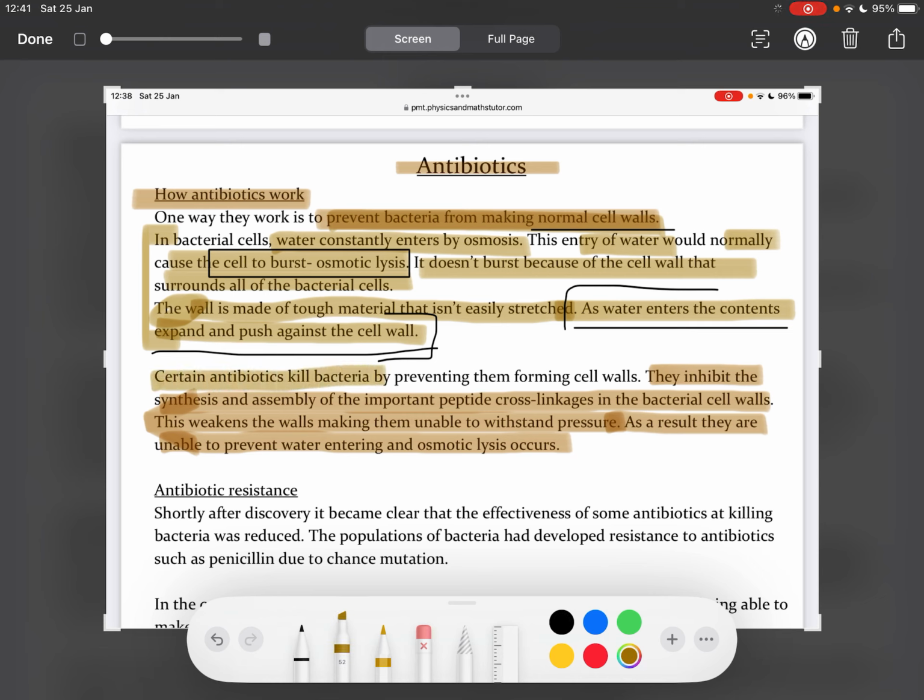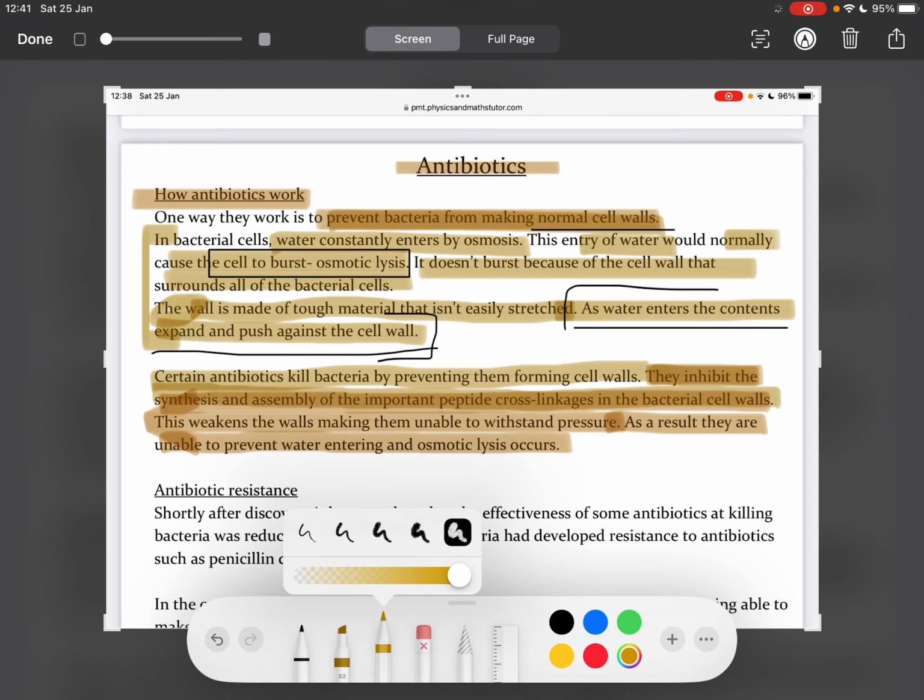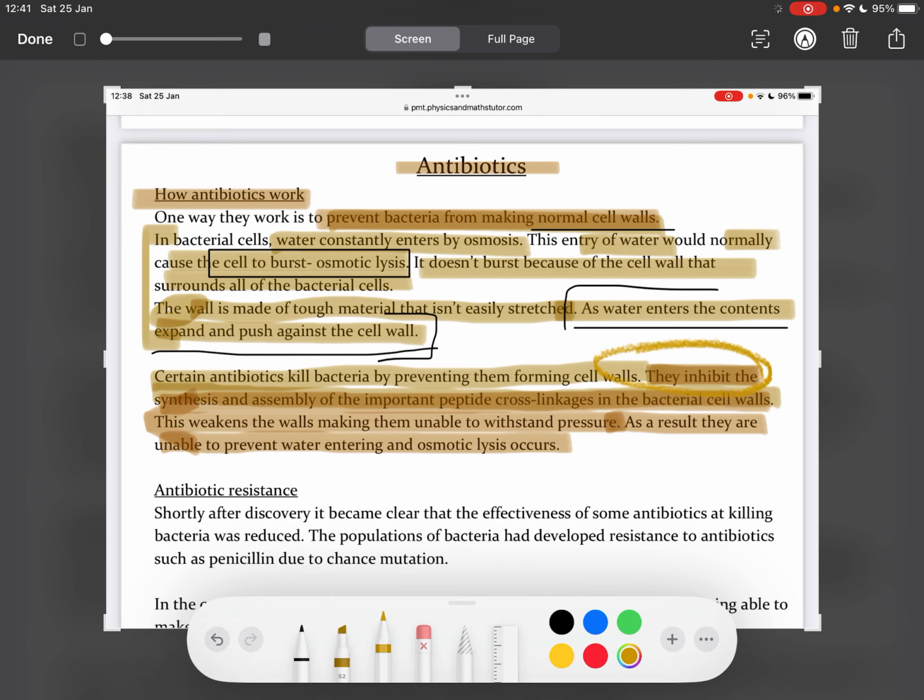Certain antibiotics kill bacteria by preventing them forming cell walls. They inhibit the synthesis and assembly of the important peptide cross-linkage in the bacterial cell wall. What does it do? It weakens the cell wall, making them unable to withstand pressure, and as a result, they are unable to prevent water entering. Osmotic lysis occurs.